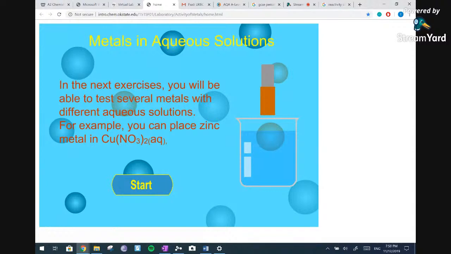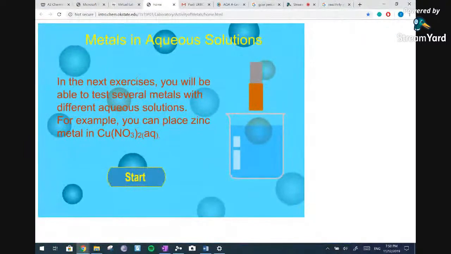So this is perfect. If anybody in this webinar thinks that they'd benefit from having a look at this website, you can have a quick search for this. The address is up there, which is intro.chem.okState.edu/1515F01/laboratory/activity of metals/home/.html. So let's have a look at what this is.